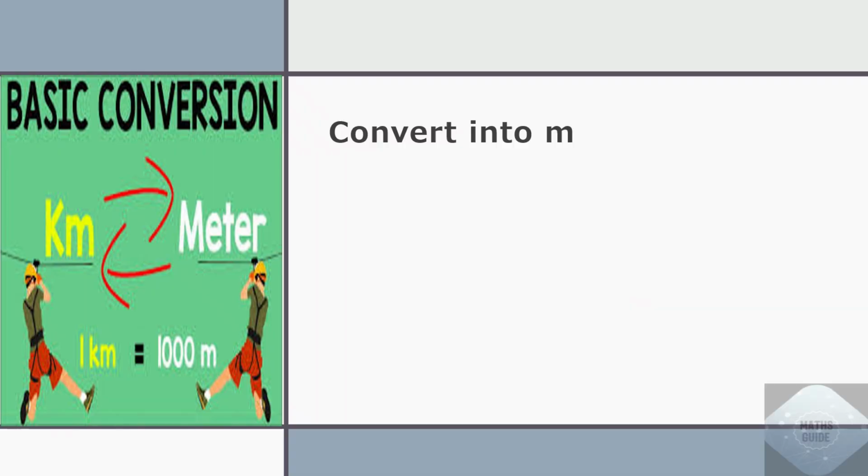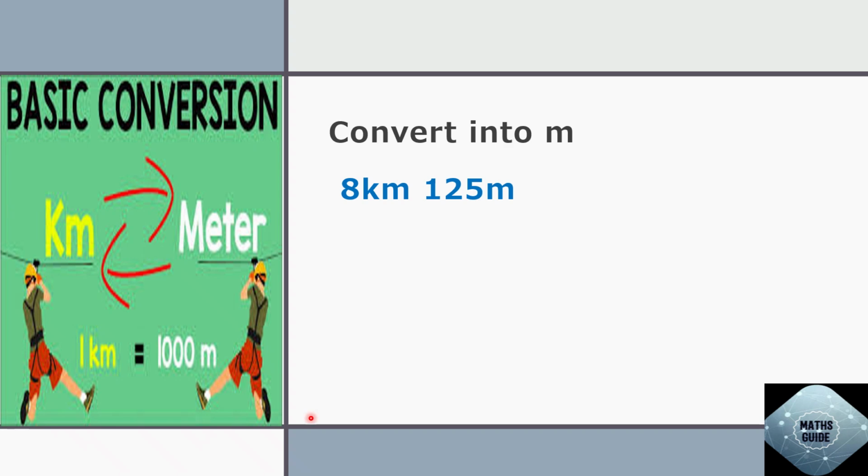Now let's learn how to convert into meter. We have 8 kilometer and 125 meters and we have to convert the complete value into meters. This 125 meters is already in meters. We just have to convert this kilometer into meter, and you all know to convert from kilometer to meter we multiply by 1000 meter because 1 kilometer is equal to 1000 meters.